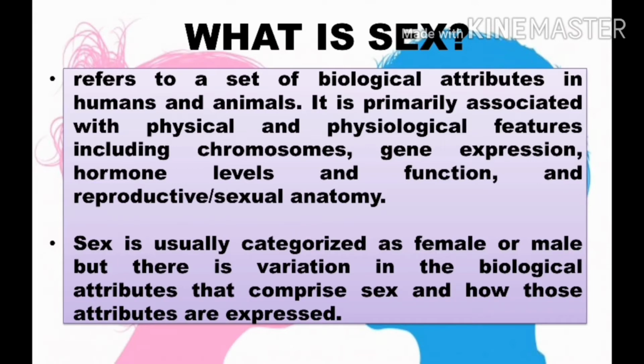What is sex? It refers to a set of biological attributes in humans and animals. It is primarily associated with physical and physiological features including chromosomes, gene expression, hormone levels and function, and reproductive sexual anatomy. Sex is usually categorized as female or male, but there is variation in the biological attributes that comprise sex and how those attributes are expressed.